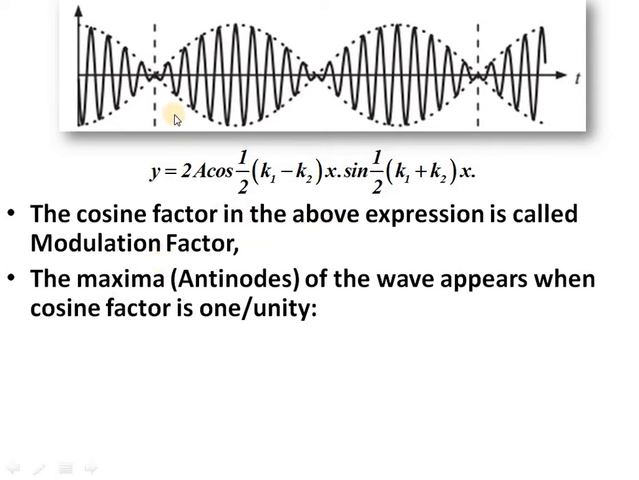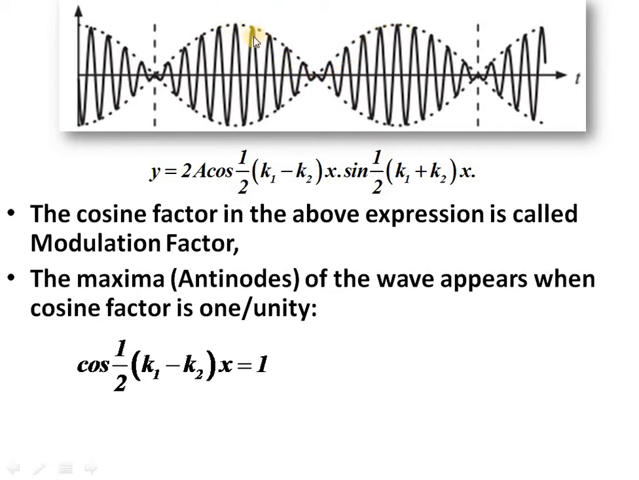You can also see it goes to maxima, then comes to minimum, again maxima, again to minimum. The maxima of the wave appear when the cosine factor is unity. That means whenever the cosine of this factor becomes 1, the wave amplitude will be maximum. You know the maximum value of cos is 1, so whenever this is 1, this amplitude will be maximum. That is this point.